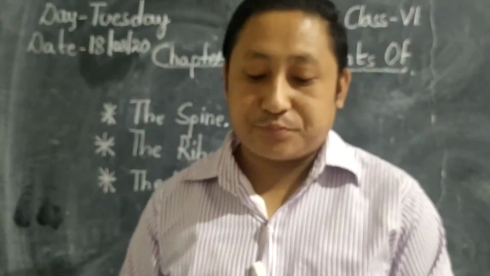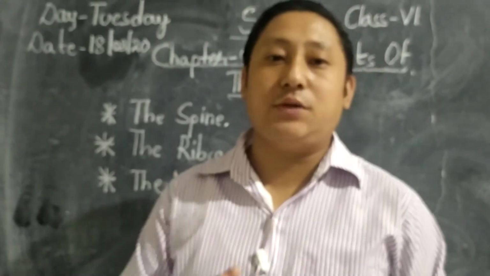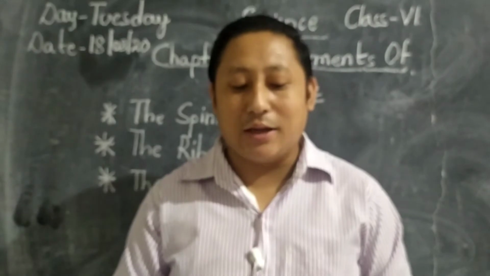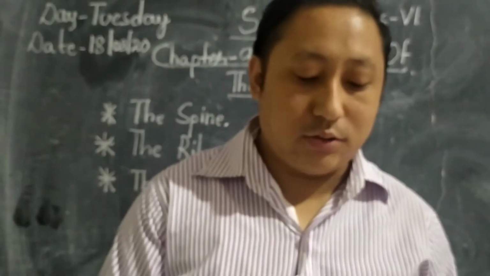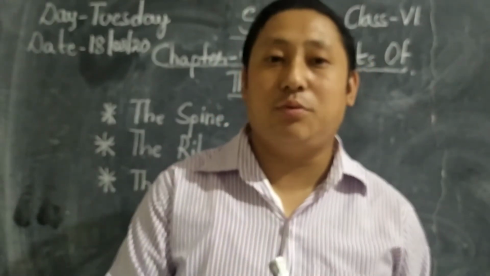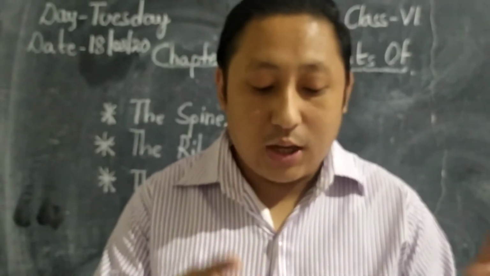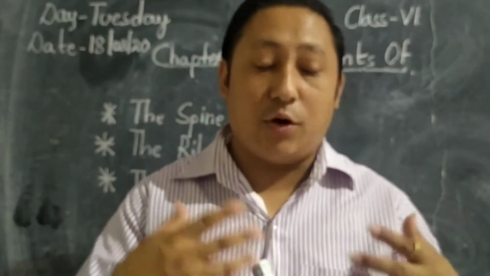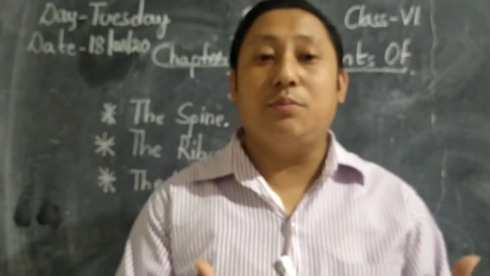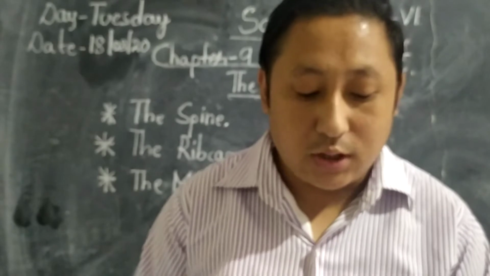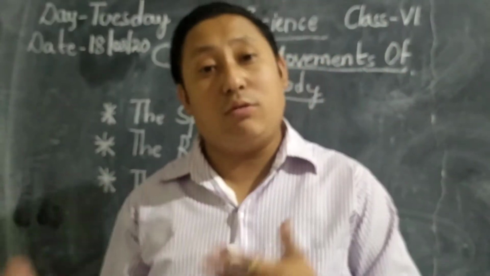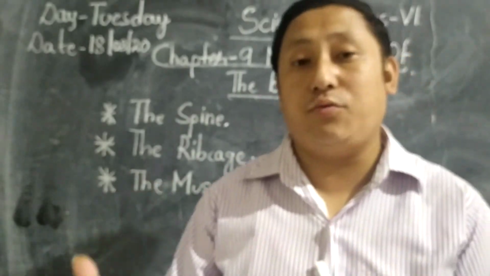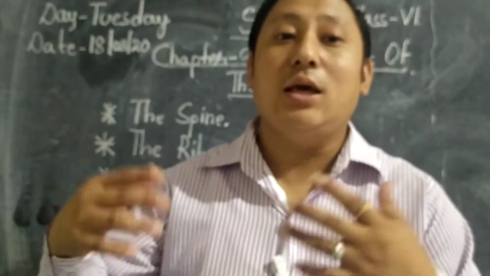Today I'm going to teach you about the voluntary muscles. Voluntary muscles are the muscles attached to the bones. They are totally under our control. That is, they work according to our wish. This type of muscle always works according to our wish. They do not work automatically.